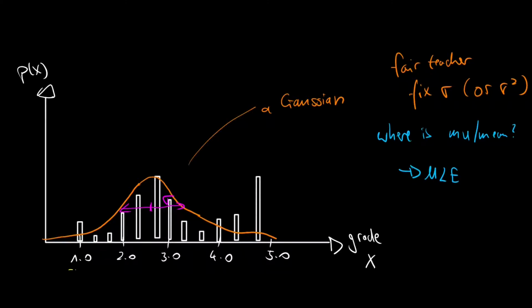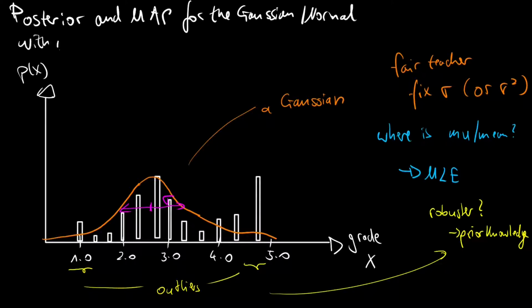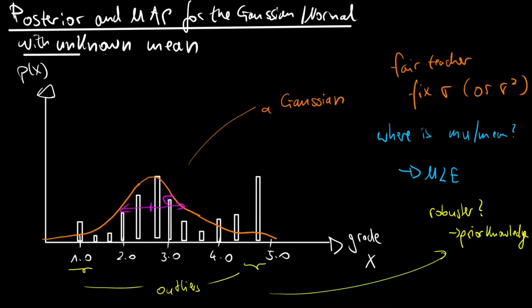You could use a maximum likelihood estimate, of course, but then you see there are outliers, and the maximum likelihood estimate is not robust enough. Can you encode prior knowledge? And indeed you can. In this video we will derive the posterior and maximum a posteriori estimate.